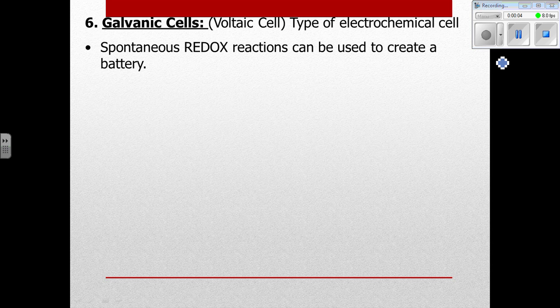Okay, so the screencast is on batteries, and batteries are a spontaneous redox reaction. So any reaction that's spontaneous can be made into a battery. And you know it's spontaneous by looking on table J. So what we're going to do is create a battery, and the term that we're going to use is voltaic cell, and it's a type of electrochemical cell.